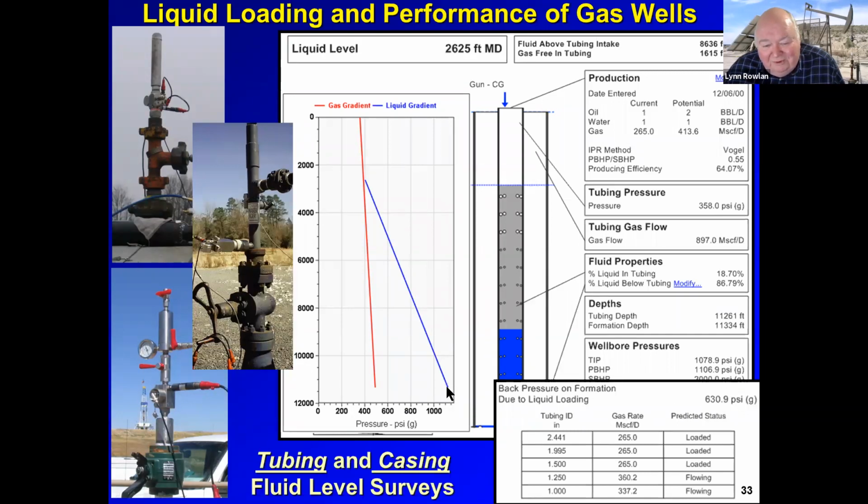There's the extra pressure to the liquid. And if we remove the back pressure, this is a drawdown, the additional drawdown we'll get. That would result in 100 more MCF per day if we could get this liquid out of the well. That's called a liquid loaded well. This liquid is pushing on the formation, restricting inflow.